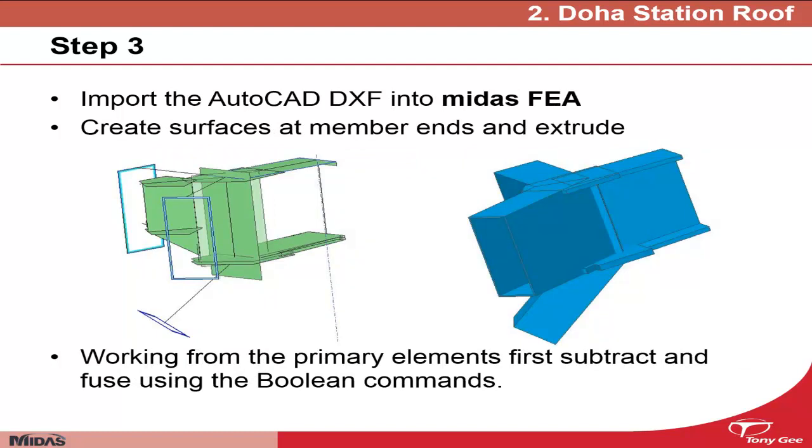Once we're in FEA, we can then create a series of surfaces from that line data that we have rationalized and effectively extracted from the MIDAS civil model. And being very, very careful, and I'll go on to a few top tips for solid modeling in just a moment, we would ultimately extrude those surfaces to create the three-dimensional shapes. We would then subtract and fuse using the Boolean commands within MIDAS FEA to actually give ourselves a single entity volume within FEA that we could then mesh.